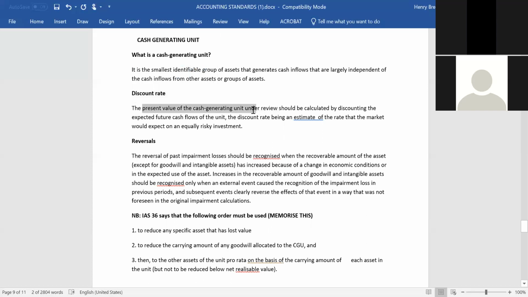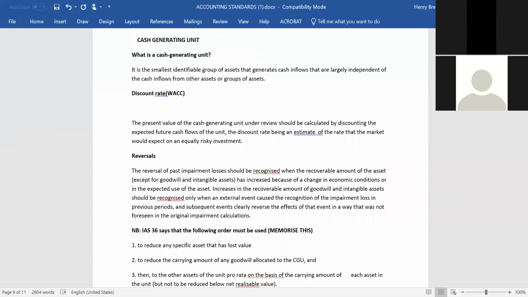If it happens that the cash flows are in future terms, then we need the discount rate, which can be the WACC, which is the weighted average cost of capital. We can use it to discount them into present value. And this is how we can calculate present value.